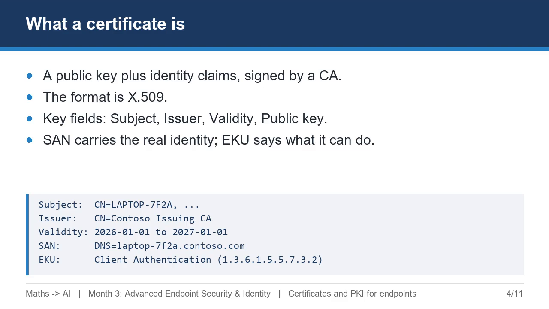So what actually is a certificate? It's a public key bundled with identity claims, all signed by a certificate authority, a CA. The format is X.509. You'll read the same fields over and over: the subject, which is who it identifies, the issuer, the CA that signed it, the validity dates, the public key itself. And two you must know well: the subject alternative name, the SAN, which carries the real identity for TLS and 802.1X, and the enhanced key usage, the EKU, which says what the certificate is allowed to do.